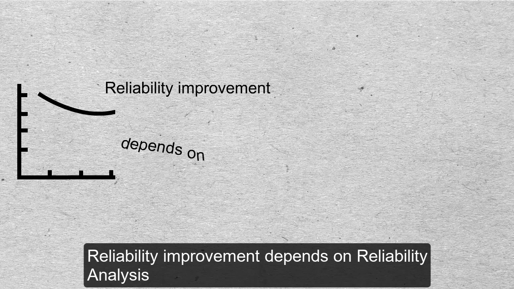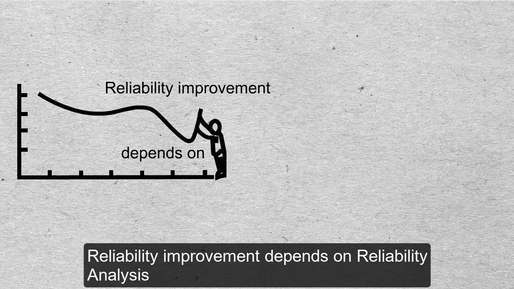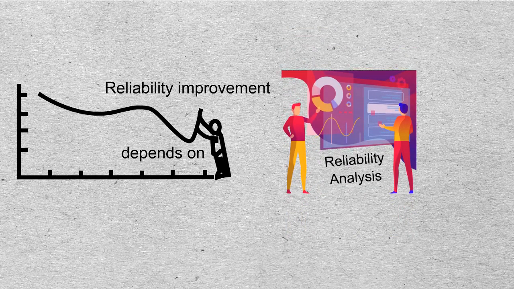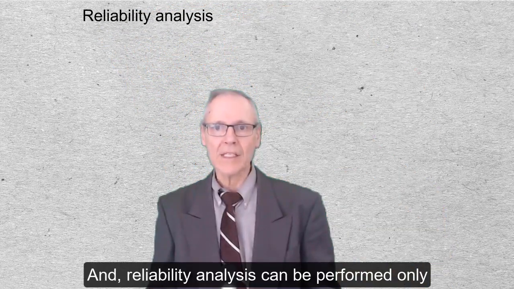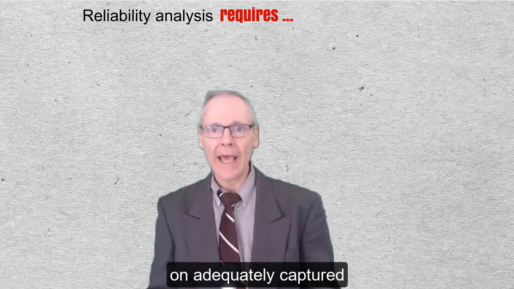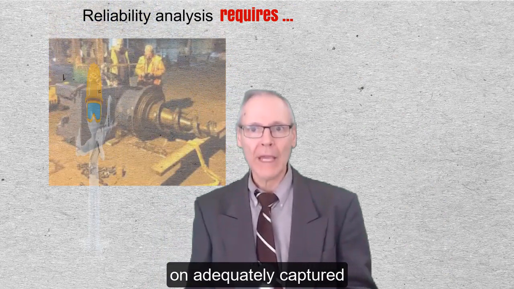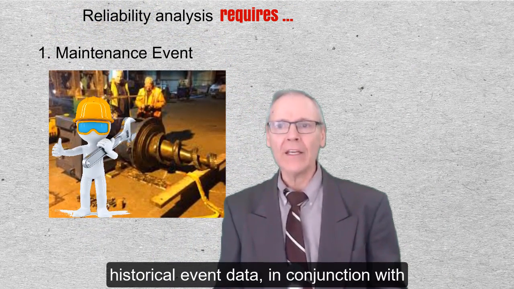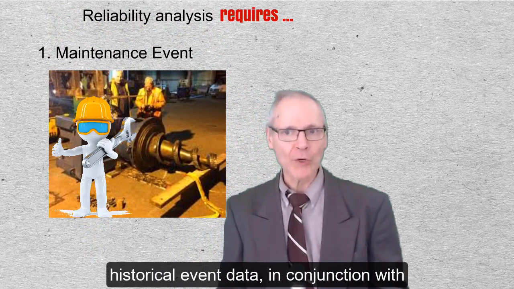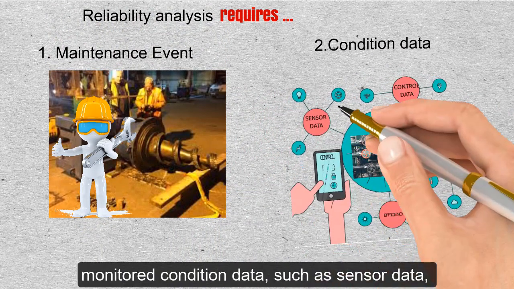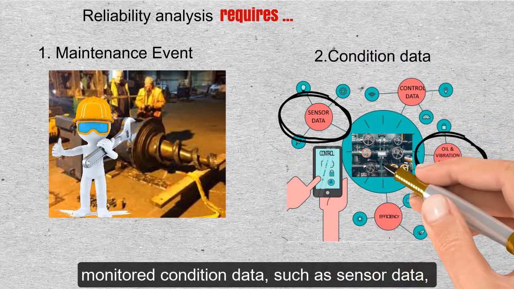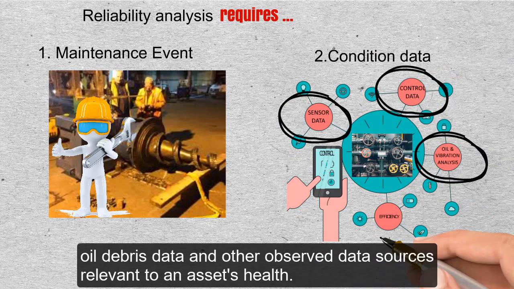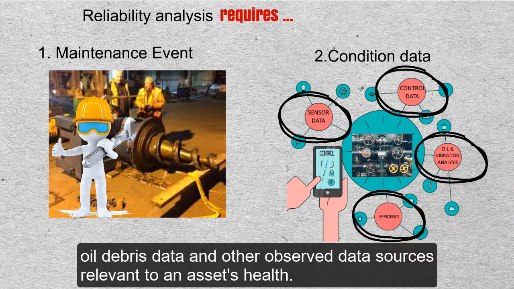Reliability improvement depends on your having performed reliability analysis. And reliability analysis requires adequately captured historical maintenance event data in conjunction with monitored condition data, such as sensor data, oil debris data, and other observed data sources relevant to an asset's health.